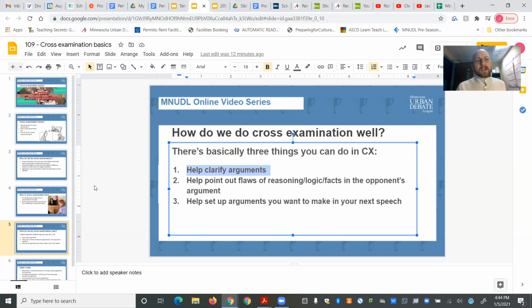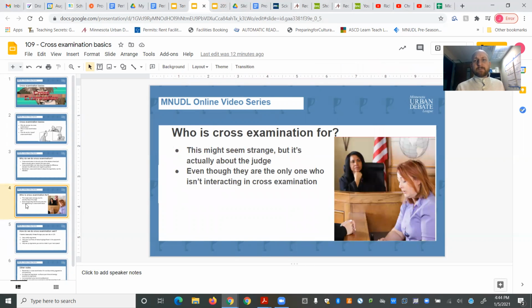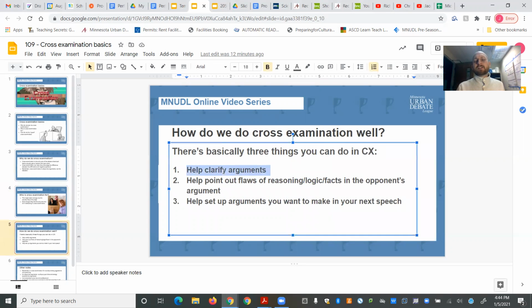And that might seem contradictory with what I just said about cross-examination being for the judge, because here you're helping clarify an argument, something you missed, and you're also giving the other team an opportunity to talk about why their argument is so good, or why their author is so good, or what the facts are, or something like that. And that's true. You are giving them an opportunity and doing things that might hurt you in the long run.